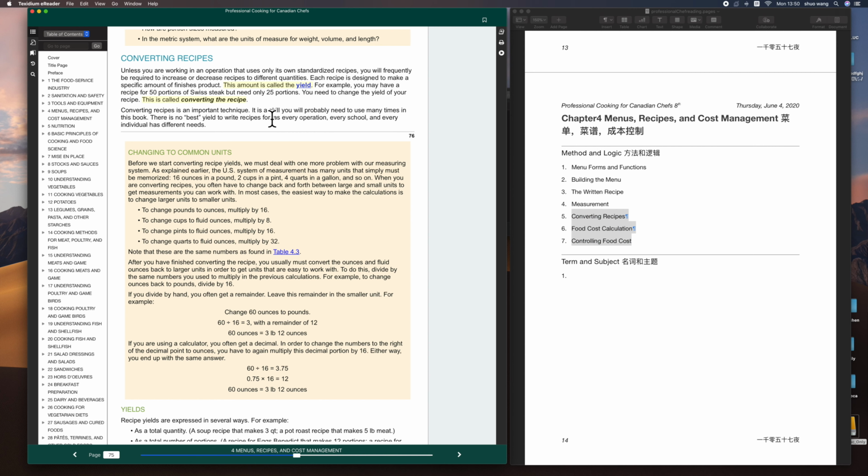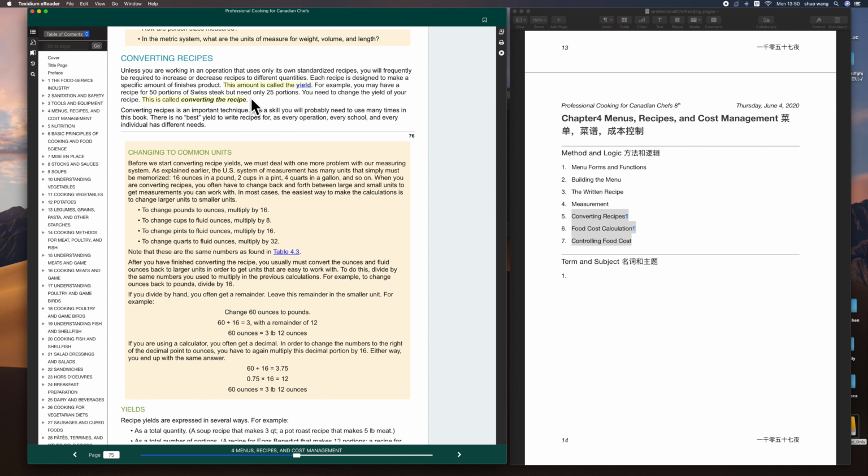Unless you are working in an operation that uses only its own standardized recipe, you will frequently be required to increase or decrease recipes to different quantities. Each recipe is designed to make a specific amount of finished product. This amount is called the yield. For example, you may have a recipe for 50 portions of Swiss steak, but need only 25 portions. You need to change the yield of your recipe. This is called converting the recipe.